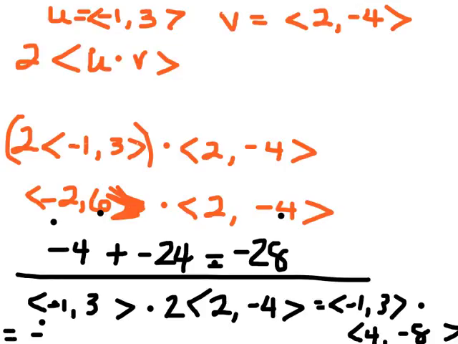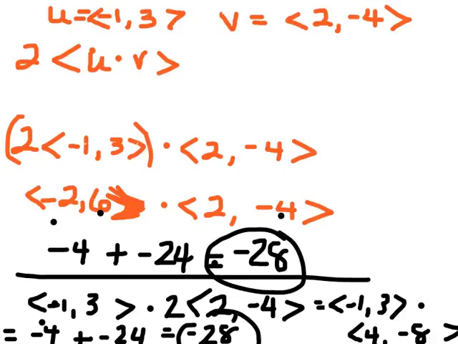Negative 1 times 4 is negative 4. I'm going to add the y parts multiplied together. 3 times negative 8 is negative 24. Negative 4 plus negative 24 is negative 28. So yes, we do get the same result. So that's all that property is saying.